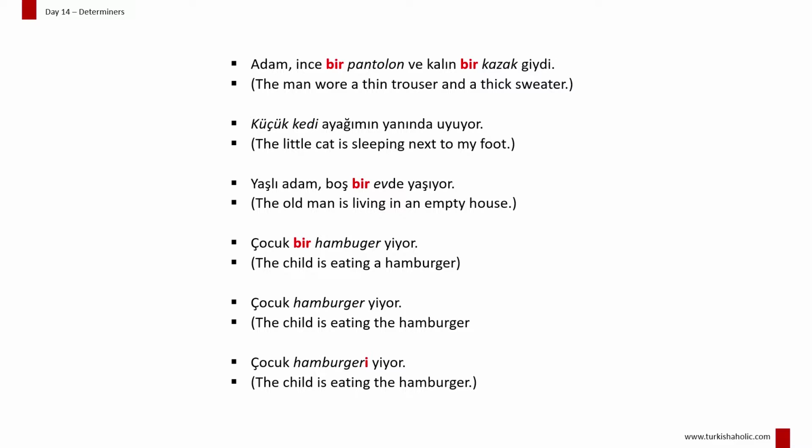Adam ince bir pantolon ve kalın bir kazak giydi. Küçük kedi ayağımın yanında uyuyor. Yaşlı adam boş bir evde yaşıyor. Çocuk bir hamburger yiyor. Çocuk hamburger yiyor. Çocuk hamburgeri yiyor.